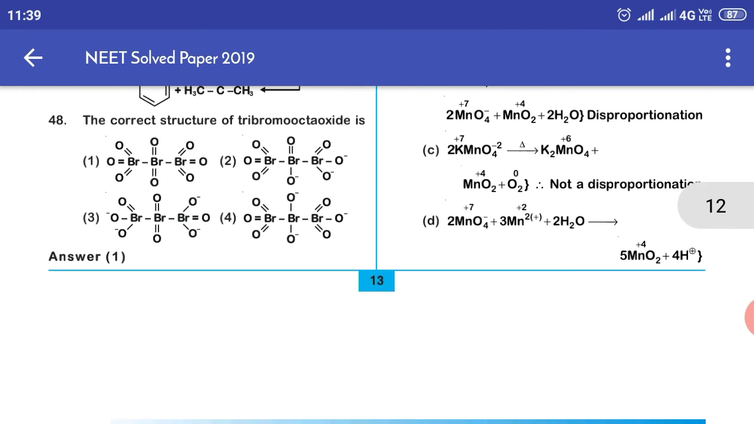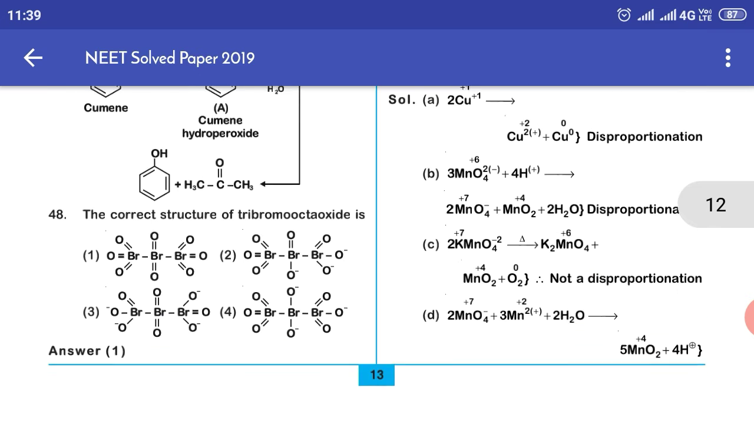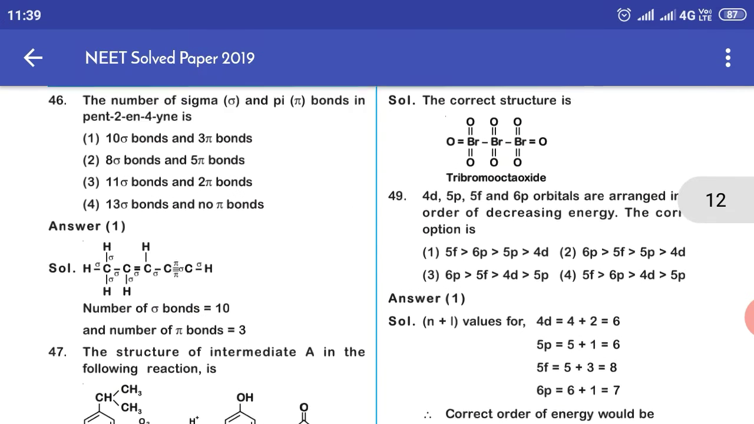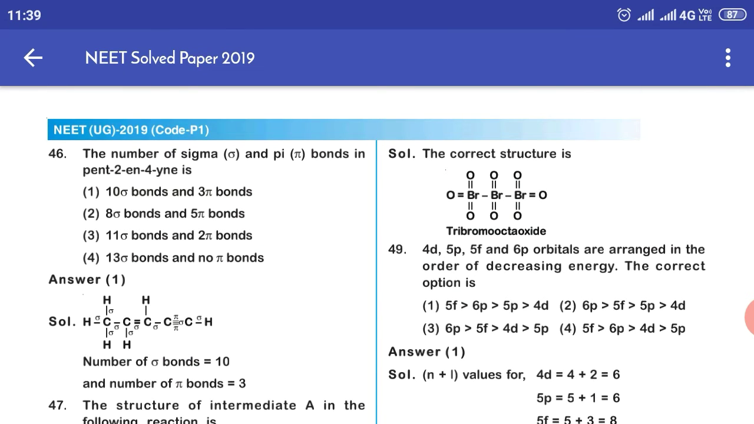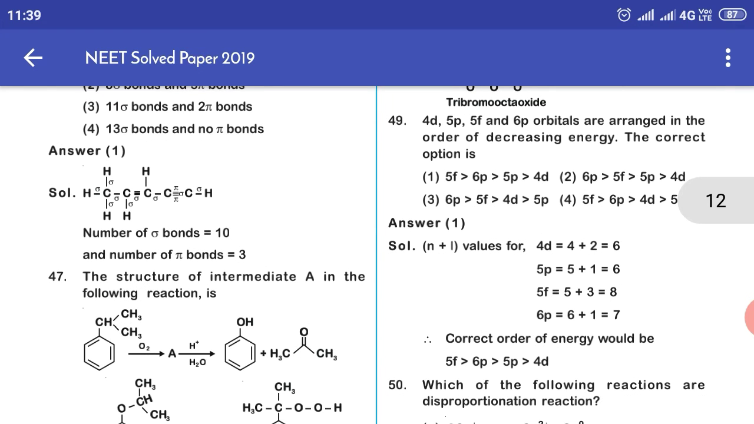Next, move to question number 48. The correct structure of tribromo octoxide. Tribromo octoxide means 3 bromines are there and 8 oxygens are there, so all are in double bond with bromine. So this is the structure. Which is the correct structure? I think option 1 is the correct structure. Already I told you this is the correct structure: tribromo octoxide, with all oxygens in double bond with bromine, 3 bromine and 8 oxygen. Very simple question. Next, move to question number 49.